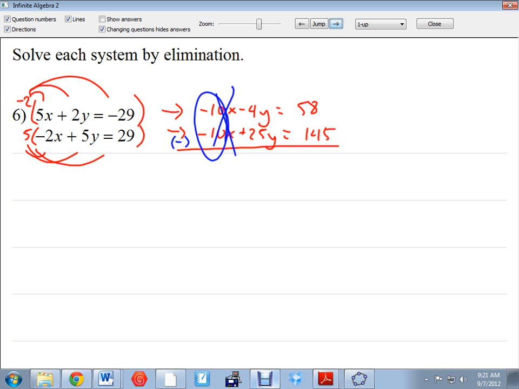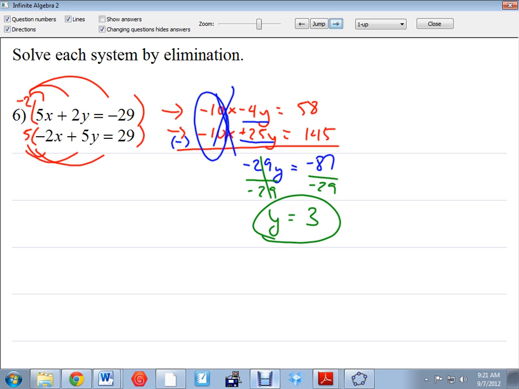Then we have -4y minus the 25y, which is -29y, is equal to 58 minus the 145, and that is -87. Now this is a simple equation to solve. Even if it has big numbers, we can divide by -29 on both sides, and that'll cancel. y is equal to +3. Now we have just found y.